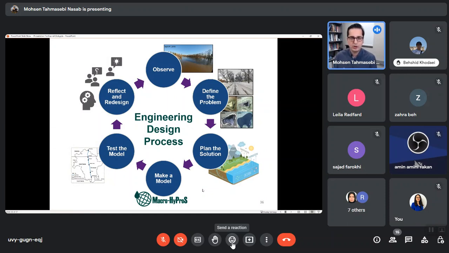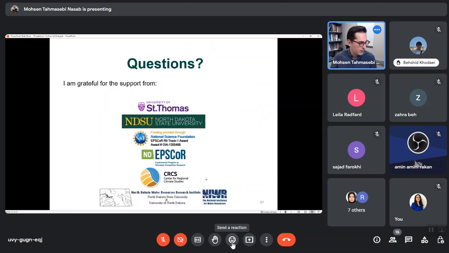How an engineer observes a problem, how they define the problem, and how they reflect and redesign the model that you have. This is a cycle, meaning that it's not going to stop. This model is going to be improved and improved and improved, as you have seen in other hydrologic models as well. Okay, with that, I am 2 minutes over time, but I'm glad that at least I'm not 10 minutes over time.